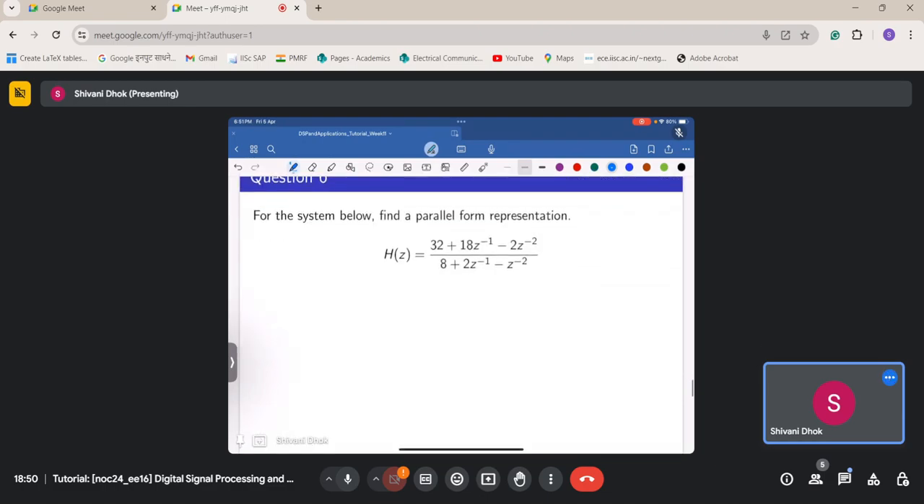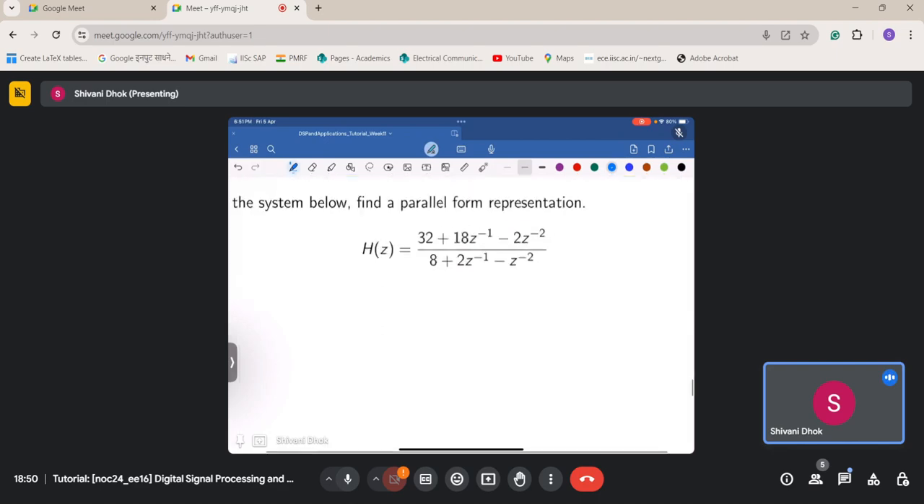It says that for the system below, find a parallel form representation. So we need to find a parallel form representation. The issue with this particular question is that the numerator degree and the denominator degree are the same. So we need to reduce the numerator and denominator degrees here.